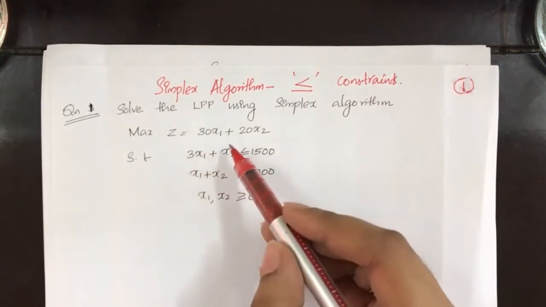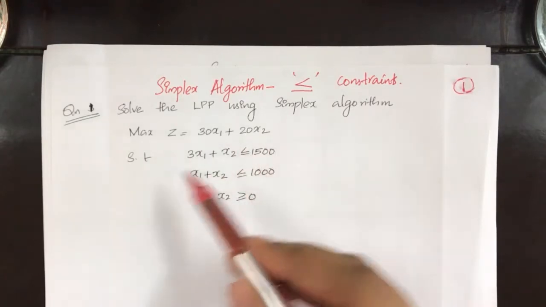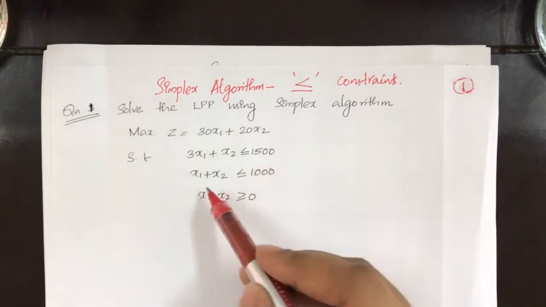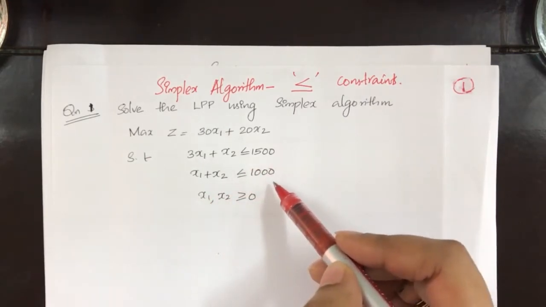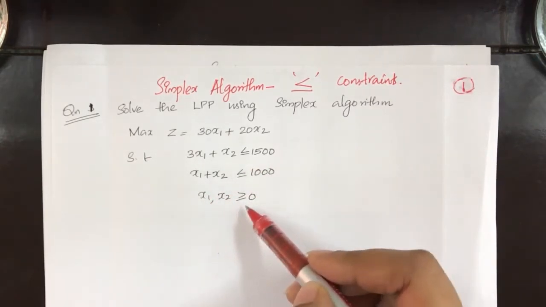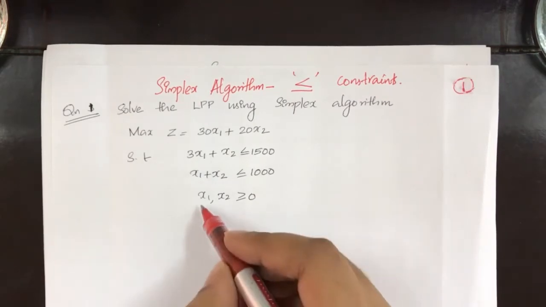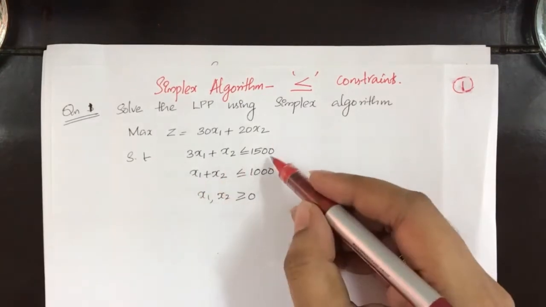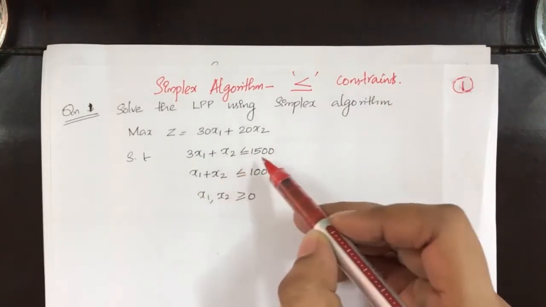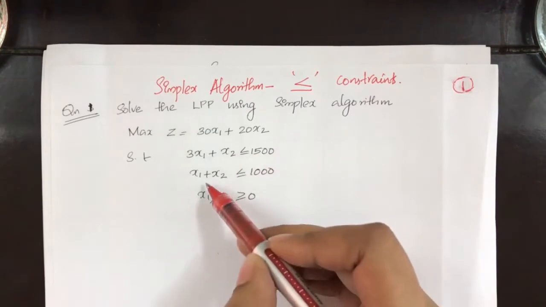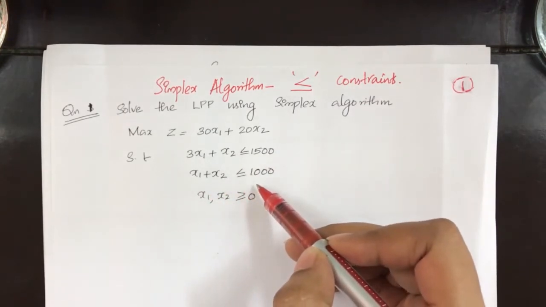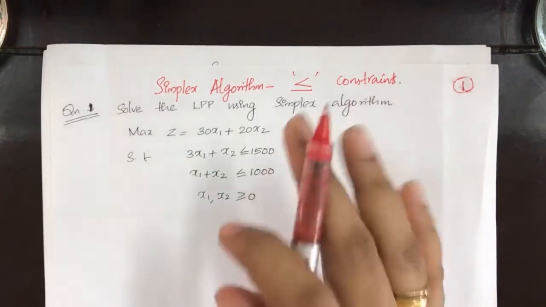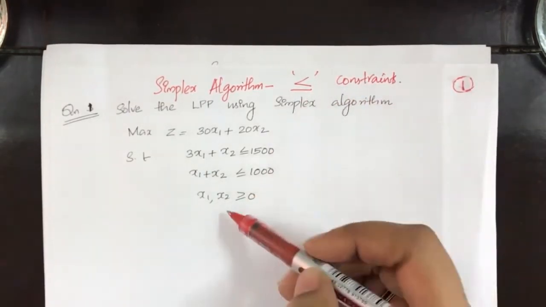Maximize Z is equal to 30x1 plus 20x2, subject to 3x1 plus x2 less than or equal to 1500, x1 plus x2 less than or equal to 1000, and x1, x2 greater than or equal to 0. This is the non-negativity constraint. It is not considered among the other constraints, that is 3x1 plus x2 less than or equal to 1500 and x1 plus x2 less than or equal to 1000. All such constraints should be less than or equal to.